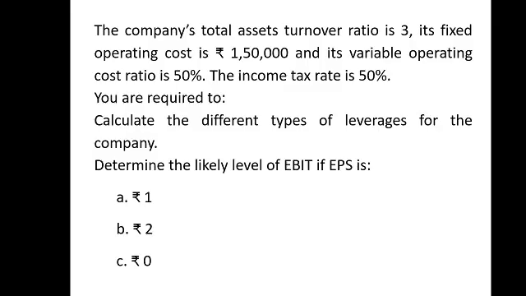Next, the company's total assets turnover ratio is 3 times. Its fixed operating cost is 1,50,000 and variable operating cost is 50%. Usually you have to take on sales, and income tax rate is 50%. So you are required to calculate the different types of leverages for the company. First part. Second part, determine the likely level of EBIT if EPS is rupees 1, rupees 2 and 0.